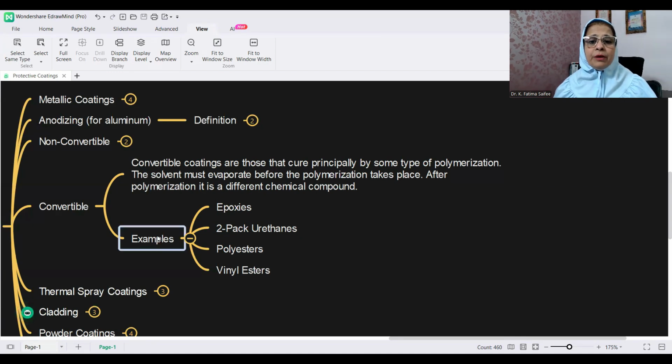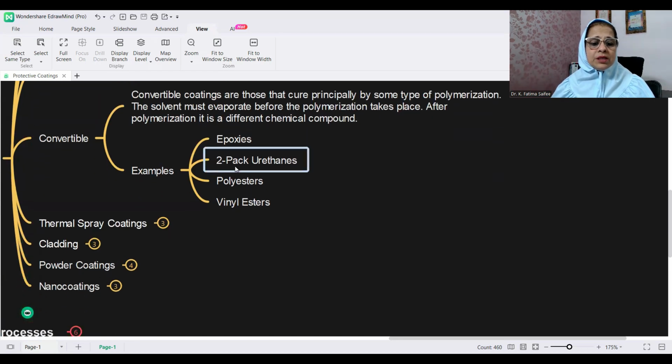There is a chain reaction of polymerization that is very strong. Examples that come under convertible coatings are epoxies, two-pack urethanes, polyester, and vinyl ester. Polyesters are all very good materials, we can say very strong materials.